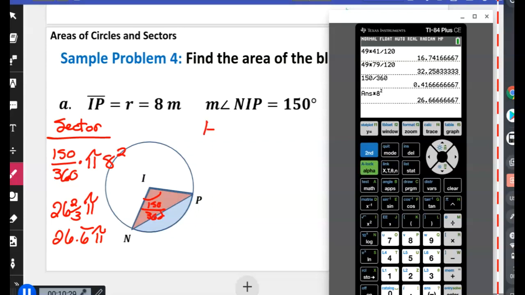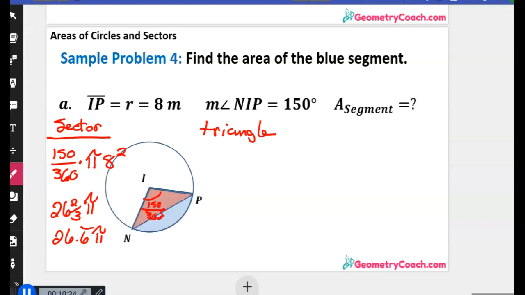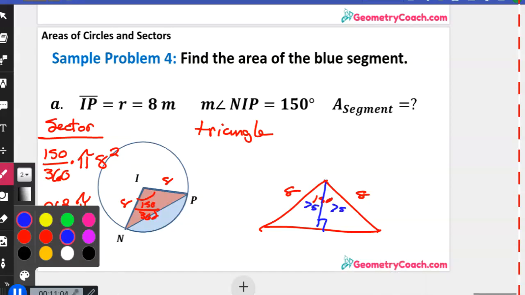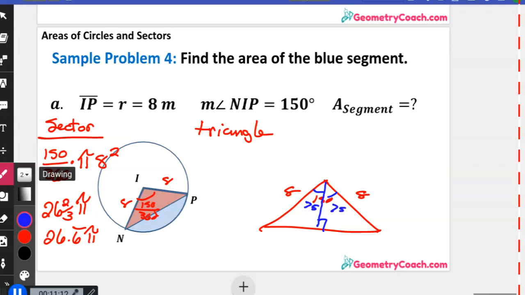Now we're going to find the area of the triangle. There's a radius of 8 and a 150-degree angle. Since it's an isosceles triangle, we can drop the altitude. So this becomes 75 and 75 because the 150 is split. We're going to have to use trig because we've got to find this bottom side. We know the hypotenuse and want the opposite, so sine of 75 equals opposite over hypotenuse. We had to split this into right triangles because trig only works with right triangles.